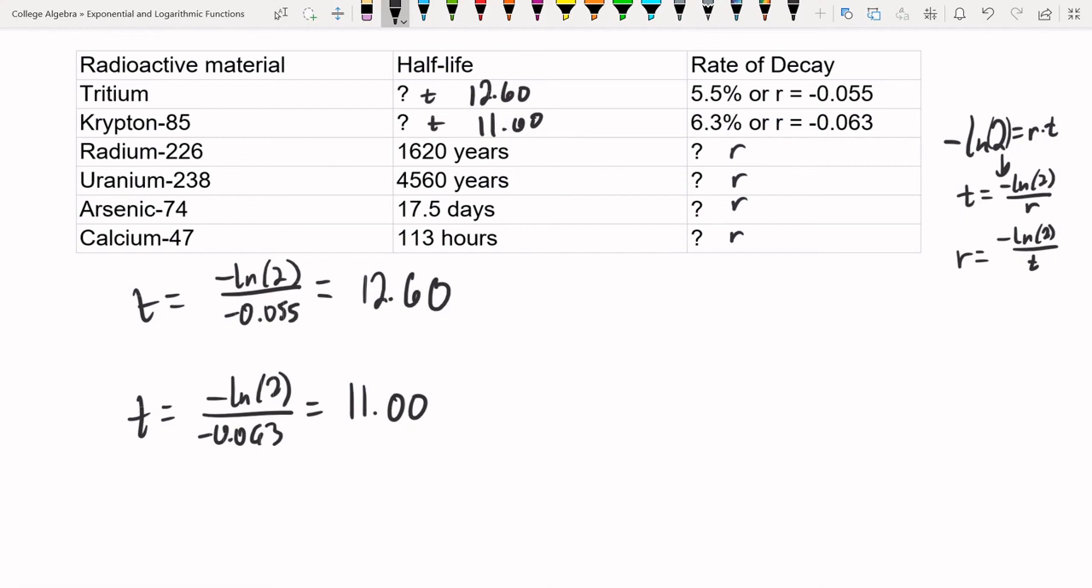All right, now for radium, uranium, arsenic, and calcium, we just need to find the rate instead of the years of decay. So here, the rate is negative natural log of 2. I'm looking at radium-226. Over the time, it takes 1620 years. And this is, of course, going to be a negative number because the rate is decaying. It gives me 0.12342.